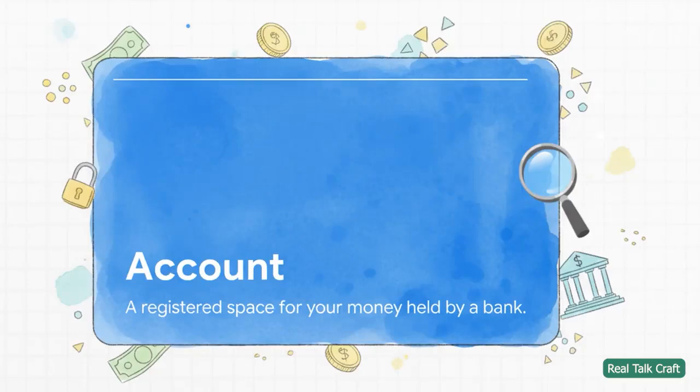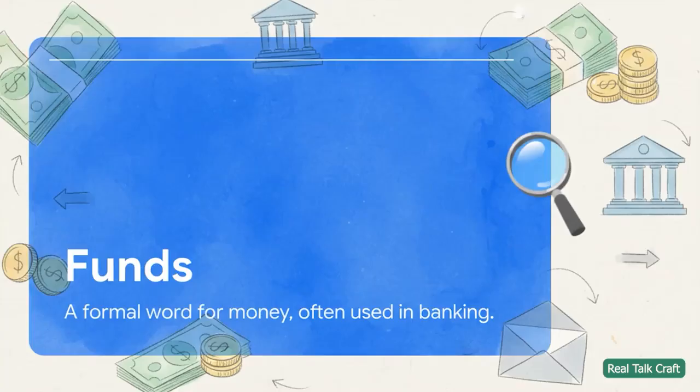An account is just your own registered spot for your money at a bank. You probably have a checking account, maybe a savings account. They all do the same basic job: hold and help you manage your money. All right, now here's a word you'll hear a lot: funds. Don't let it throw you off. It's really just a more formal word for money, especially when they say something like transferring funds. It's just bank speak for the money you're sending.